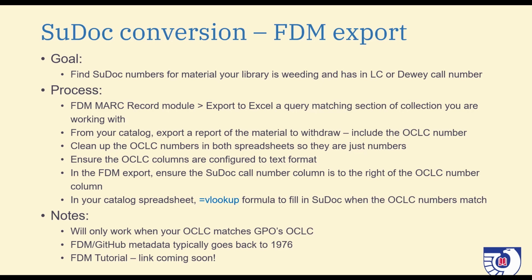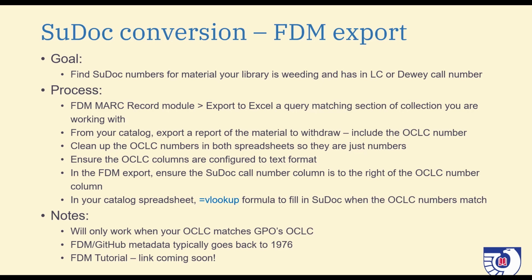The process in general is that we're going to go into FDM, we're going to use the MarcRecords module, and we're not even going to download the MarcRecords, we're just going to do that export to Excel because we got the metadata that we need in the search results display. On your end, you're going to run a catalog report, and your catalog report has to have the OCLC number. And from there, we can clean up the OCLC numbers so that the two reports match the OCLC number and return the SUDOC call number into your catalog report. So I will go over how to do what's called a VLOOKUP formula in Excel. It's called a vertical lookup, essentially is what it is.